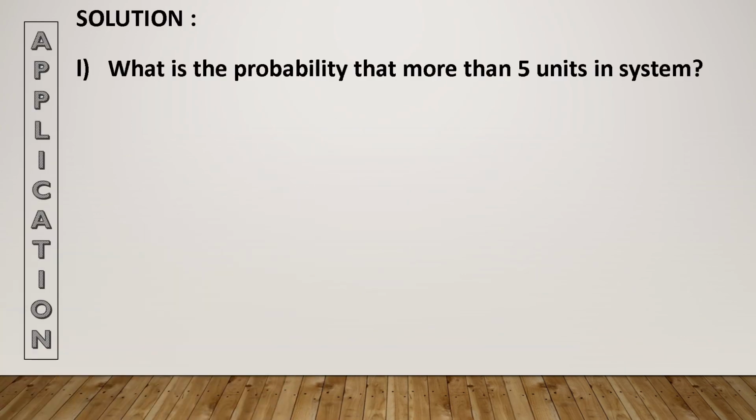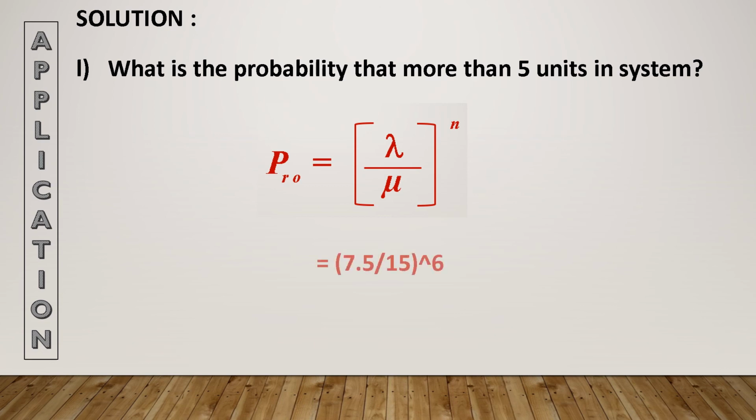Next, letter L. What is the probability that more than 5 units are in the system? So our n here should be more than 5. So it should be n plus 1. So we're going to use this formula. P sub n is equal to mean arrival rate divided by mean service rate raised to the power of n. Fill in 7.5 divided by 15 raised to the power of 5 plus 1, which is 6. It is equivalent to 0.015 or 1.5%, the probability that more than 5 units are in the system.